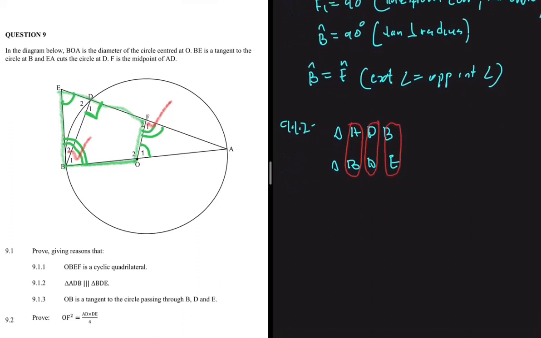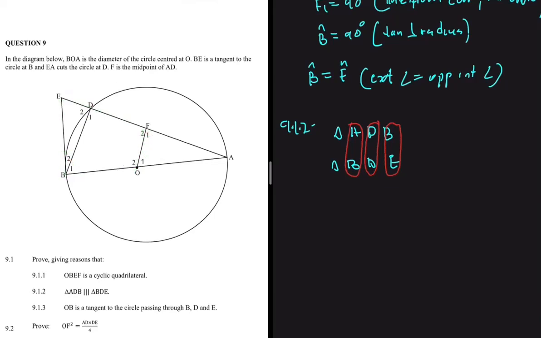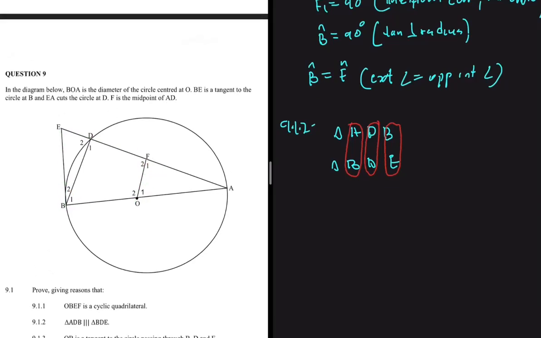So what are we saying? Let me just highlight the triangle so that we can have a bit of clarity. So we want triangle ADB, so let me highlight that. So we have triangle ADB, and there we go. And we're also looking for triangle BDE. So we have BDE. So we're saying that angle A should be equal to angle B.